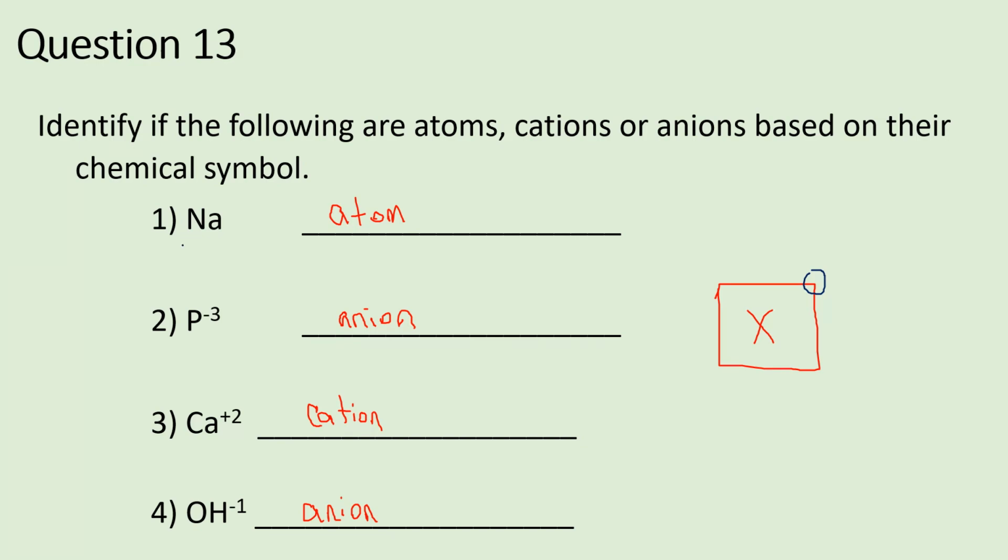Now, you can see for sodium over here, there's nothing up there. So you're going to go ahead and say this is an atom. It's electrically neutral because there's no charge listed. So that's how I knew this was an atom.